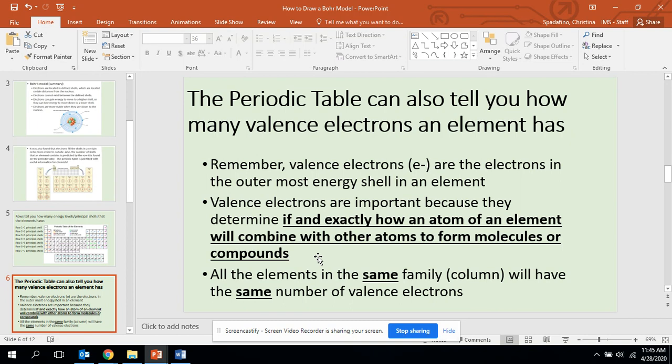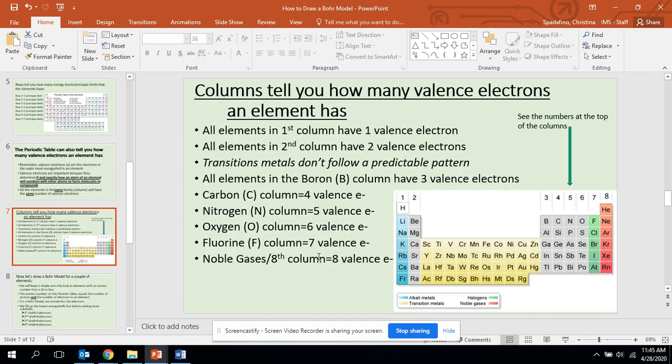All the elements in the same family, that's our columns, will have the same number of valence electrons. Columns tell you how many valence electrons an element has. You'll notice again, it's 1 through 8. Noble gases, these are full. Column 1, all have 1 valence electron. The boron group all have 3 valence electrons. Nitrogen group, 5 valence electrons.